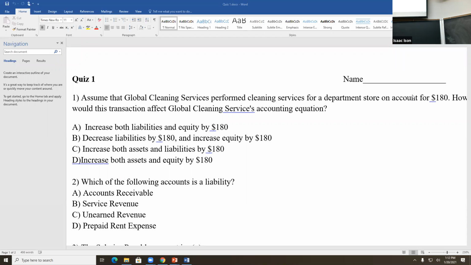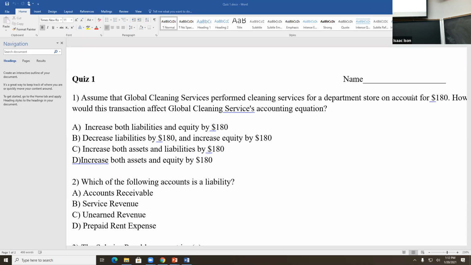Number 7, which of the following accounts would normally have a debit? Okay, why? Yeah, good. So it's an asset, right? It's going to have future value for the company. Beautiful. I like it. Number 8, what is the balance in cash?